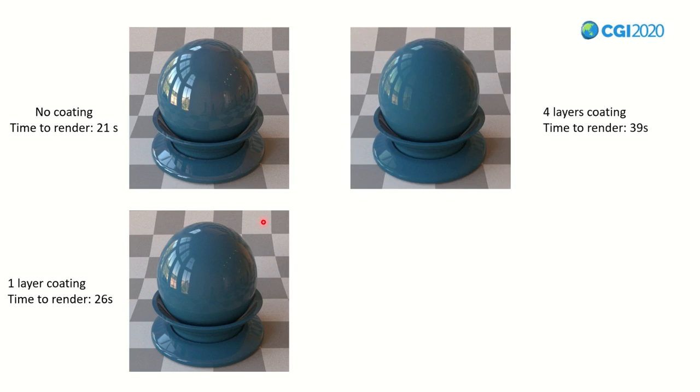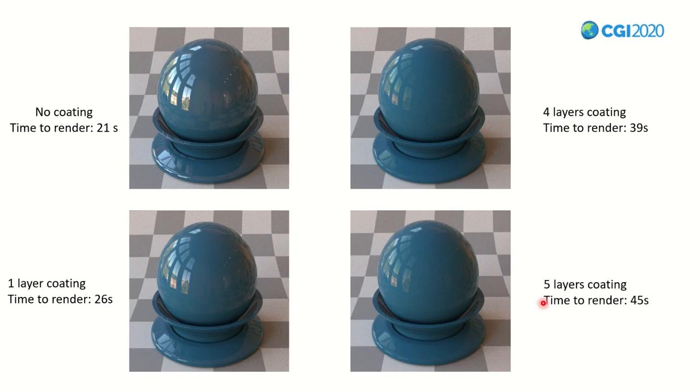And if we go up to 4 layers, we see that we have a dramatic decrease between 1 and 4, but also an increase of time. So the time increases linearly with the number of layers. And if we go up to 5 layers, we see that the time increases, but the difference is not so noticeable. And so we decided to just use our four-layer coating, which was the best ratio between the performance of our anti-reflection and our time to render.